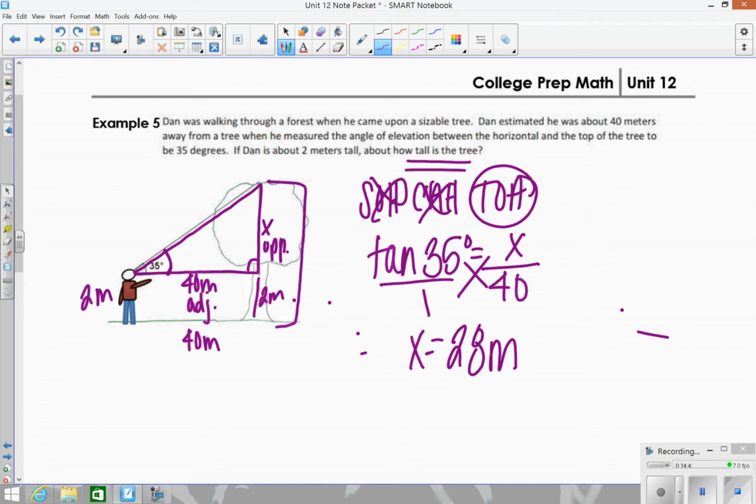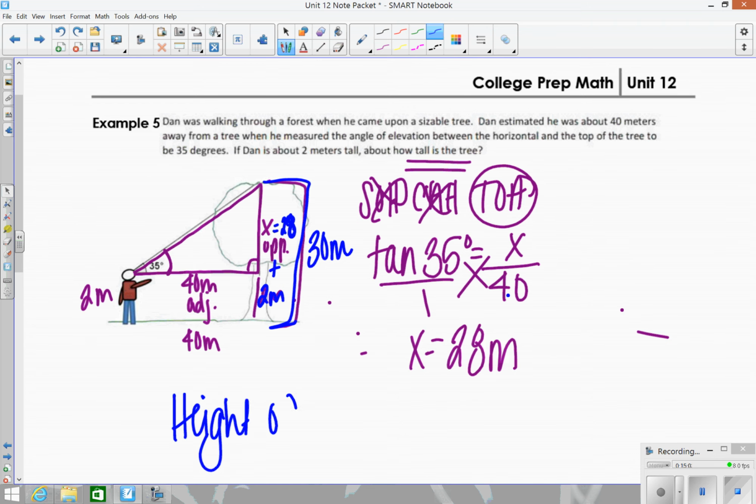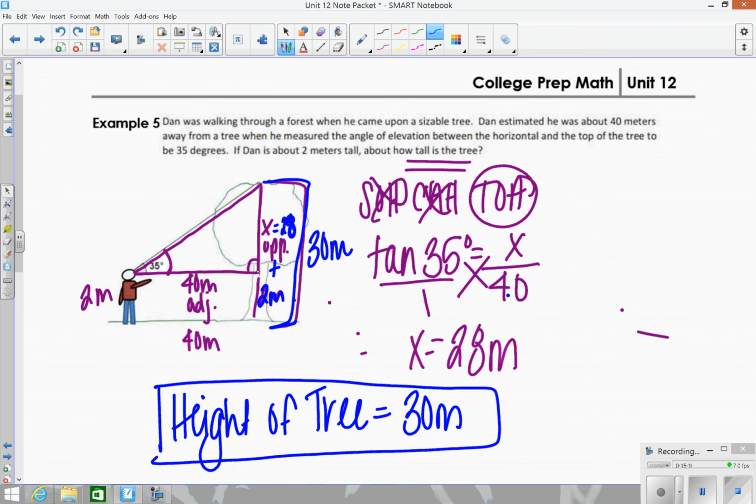So then that tells me that if this is 28 meters, the entire height would have to be the sum of those. So you'd have to take 2 meters and add these up. So 28 plus 2 gives me 30 meters. So the height of the tree is 30 meters. Make sure that you remember to add on the 2 meters that's coming from his eye level, because basically we're measuring the elevation from his eye level.